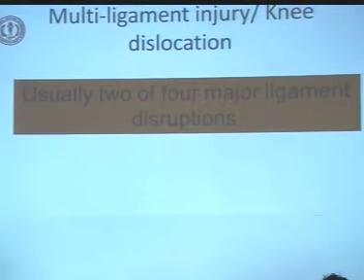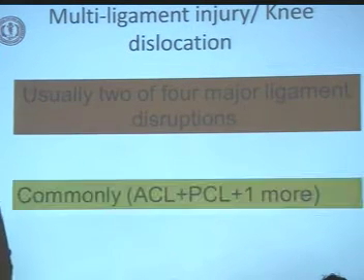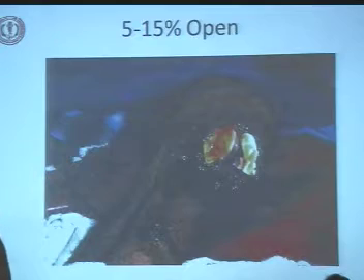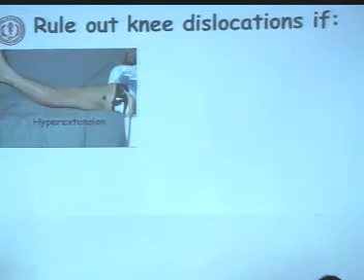So, what is the common presentation? Usually 2 of the 4 major ligaments are disrupted, and the commonest presentation is ACL plus PCL, and maybe one of the medial or lateral structures is associated with it. About 5 to 15% are open injuries, so we should treat them like any open injury.